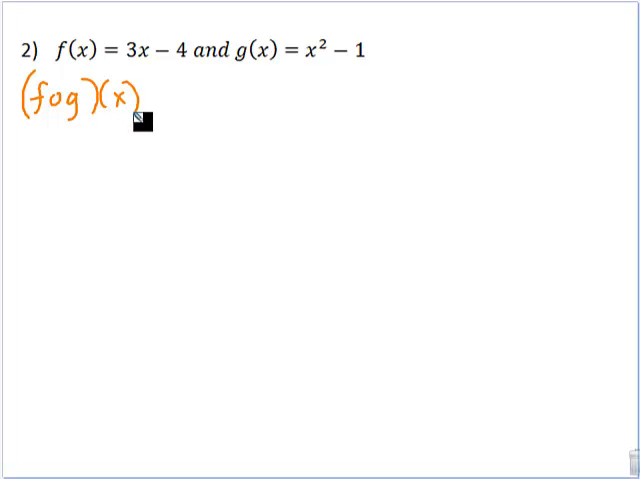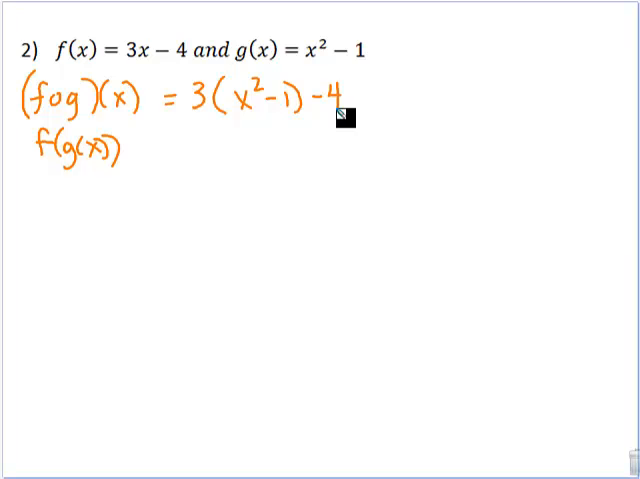So if I want to find what f of g is, what will I replace all my x's with in my f of x function? Yep, I'm going to replace each x in my f function with x squared minus 1. So when we see f of g, it's just like f of g of x, another way to write it. So here, f comes first, so we start with our f function, which is 3. Instead of x, replace it with your x squared minus 1, and then minus 4.